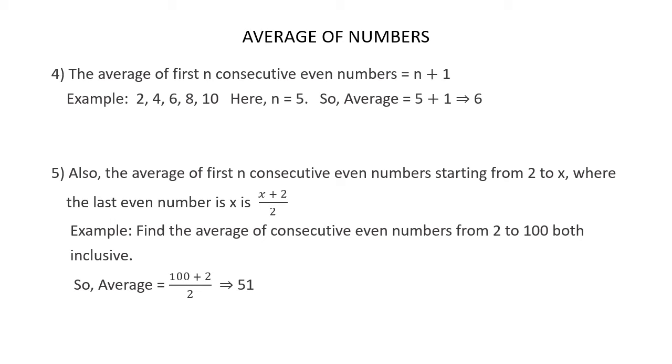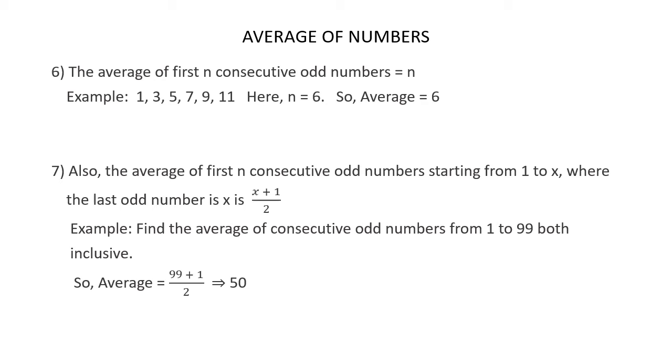For example, find the average of consecutive even numbers from 2 to 100, both inclusive. Here, the last even number is 100. So, x is 100. So, substitute the value of x as 100 in this formula. So the average is equal to 100 plus 2 divided by 2, which is 51.